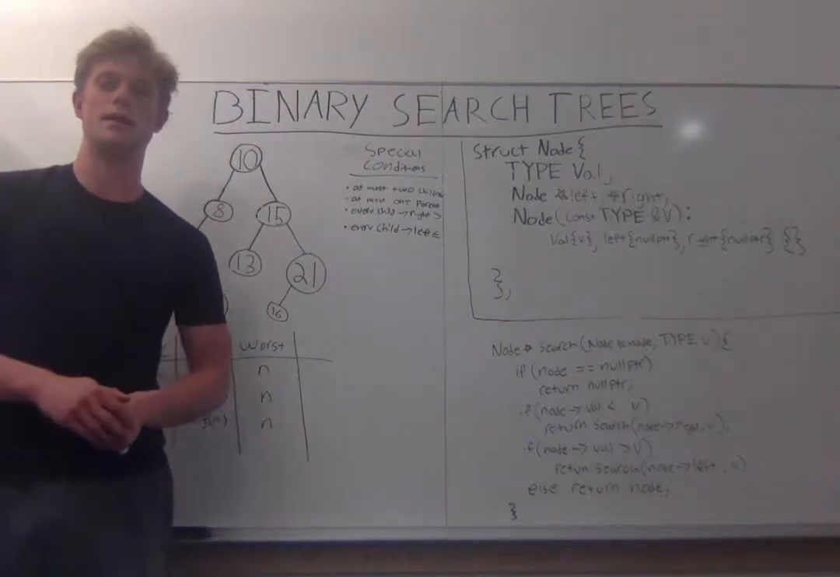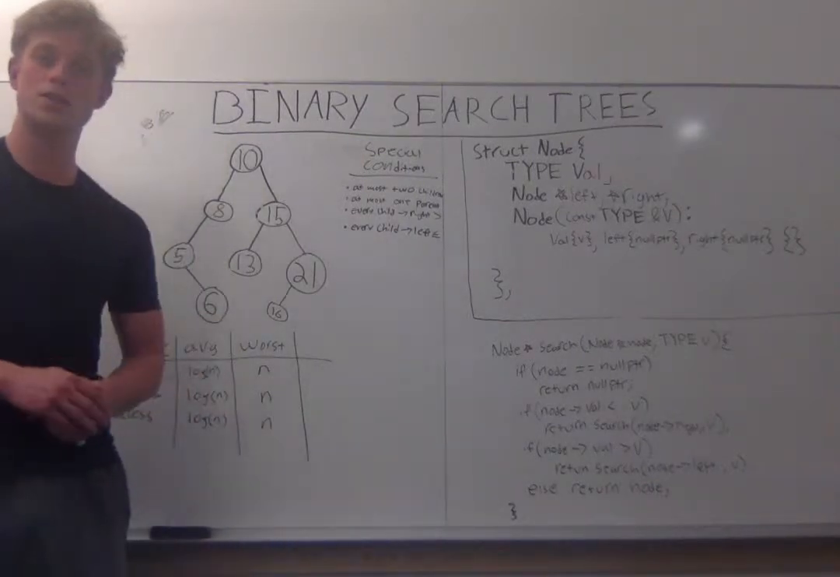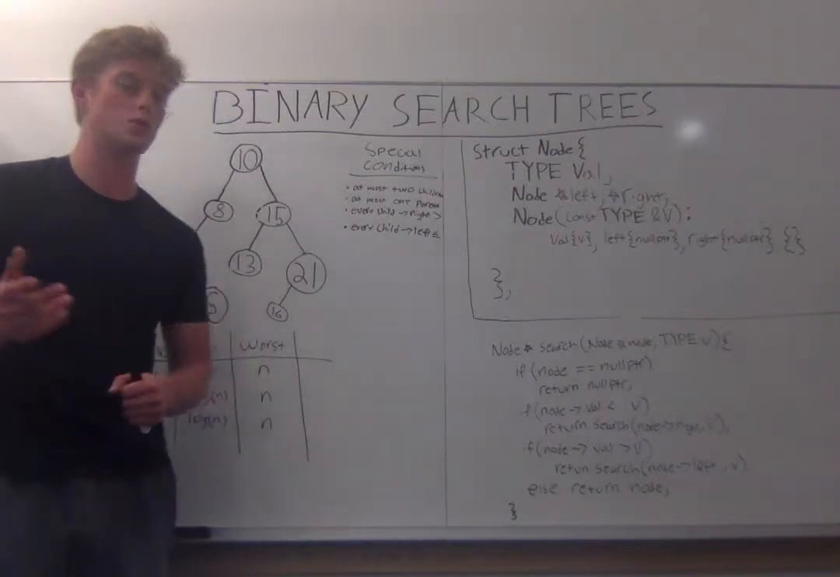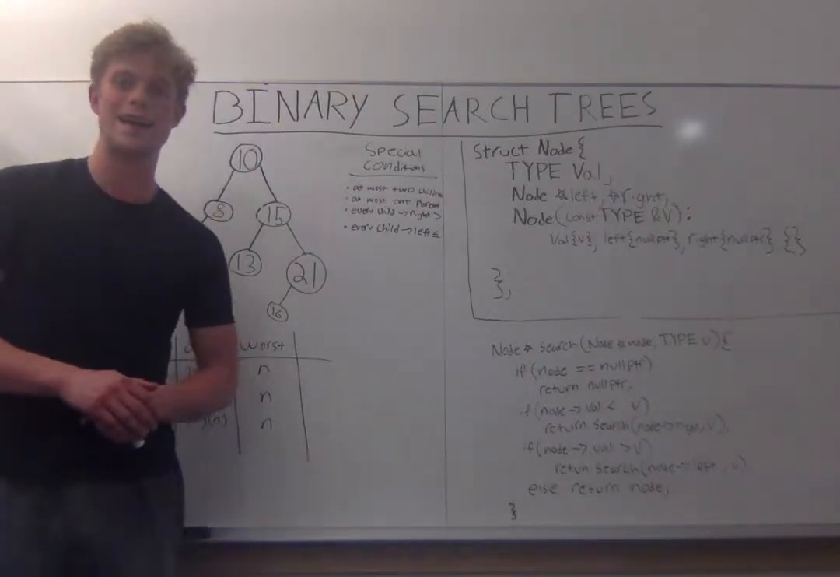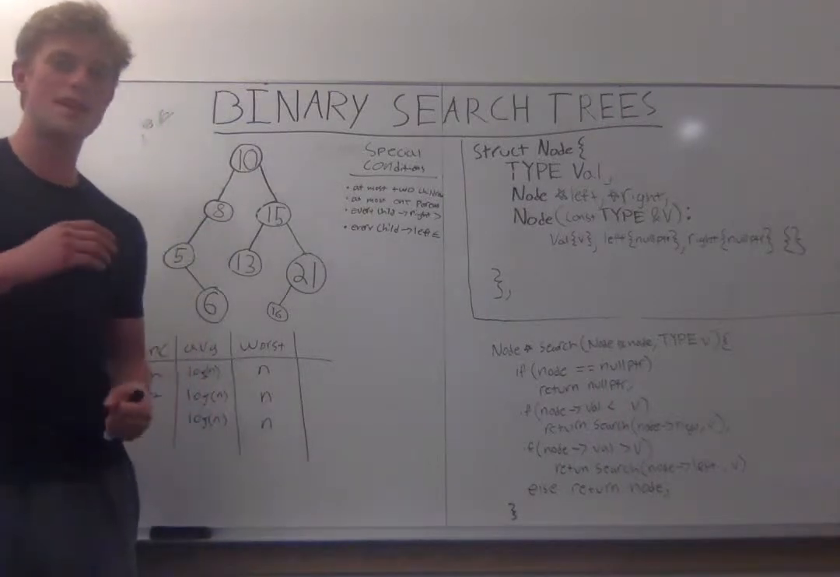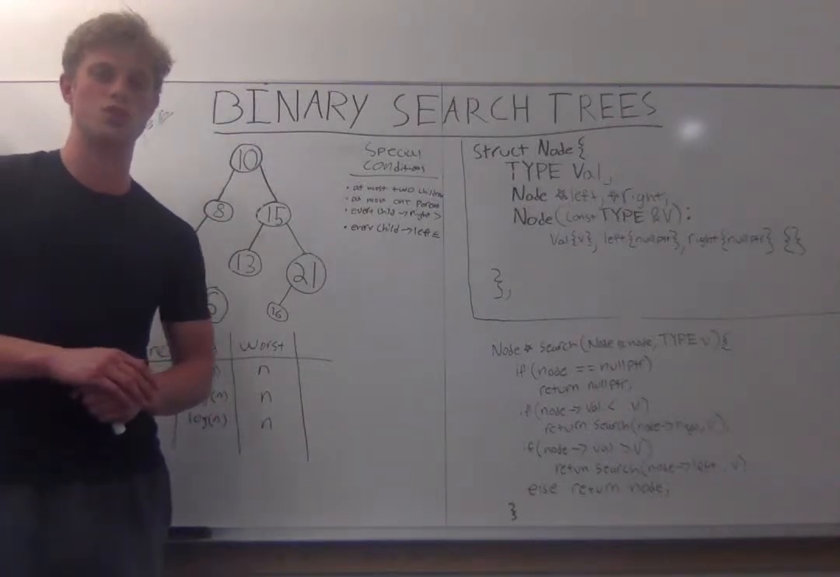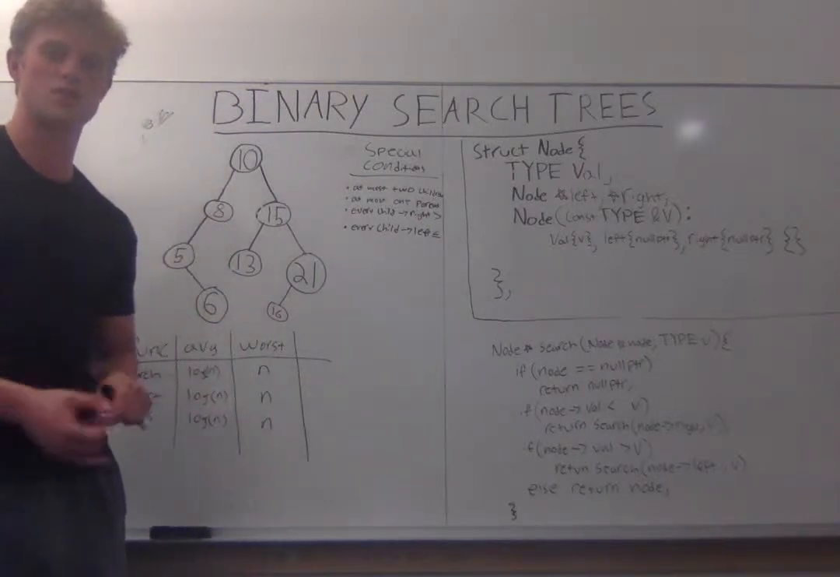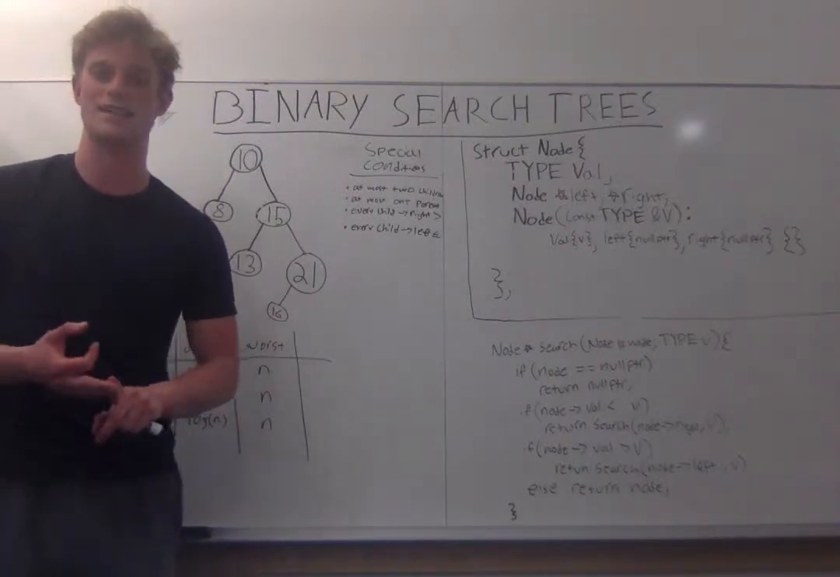So what is a binary search tree? A binary search tree is a data structure similar to the normal trees that we've been working with in past lectures, except we add a few special conditions to the tree to make it a little more efficient than other data structures when it comes to search, insert, and access.